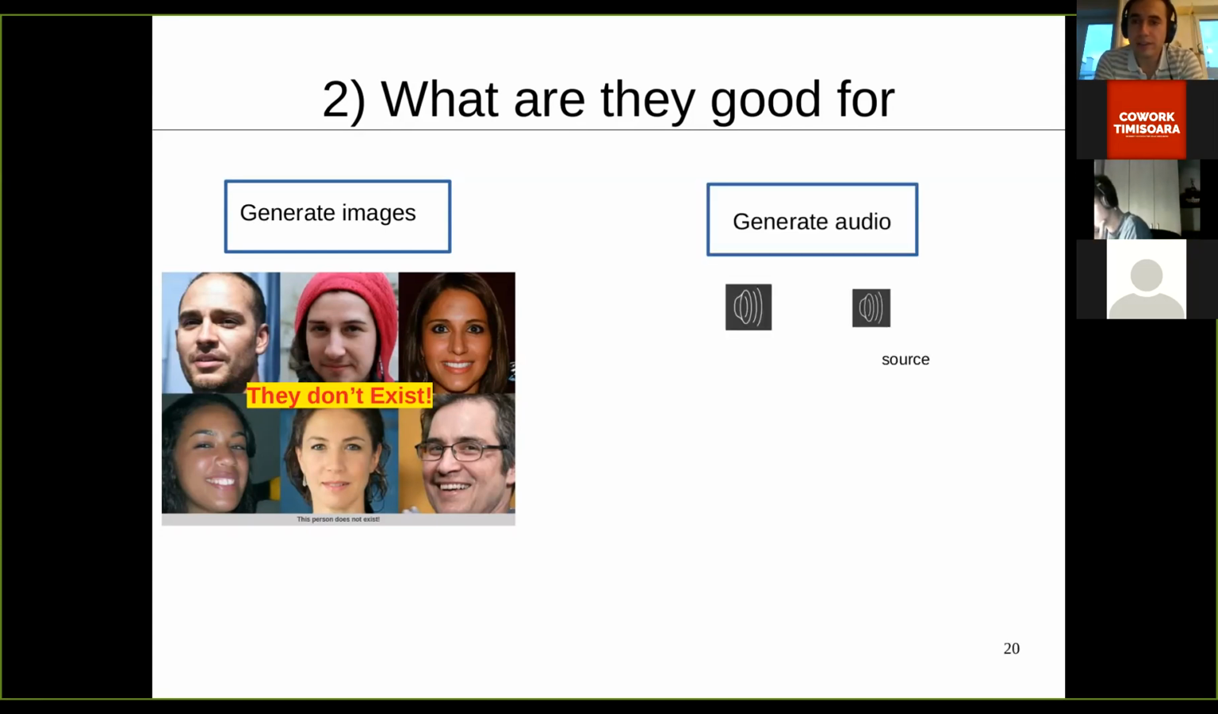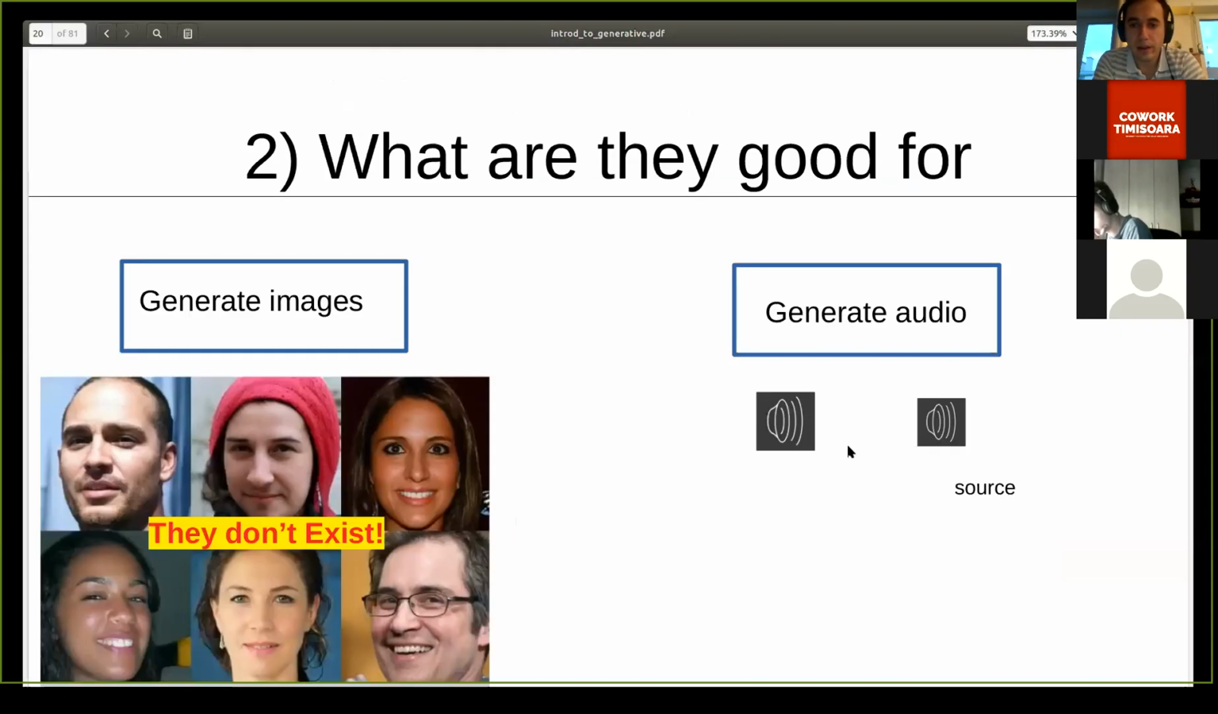So that means that they are good to generate images. They're also good to generate sound. And I will play you some generated audio now.